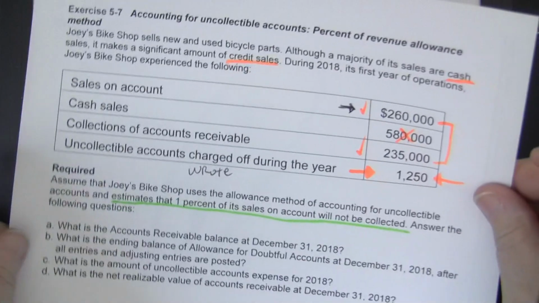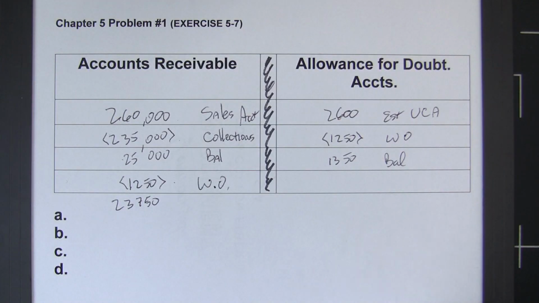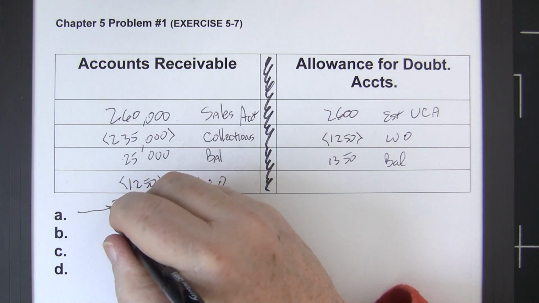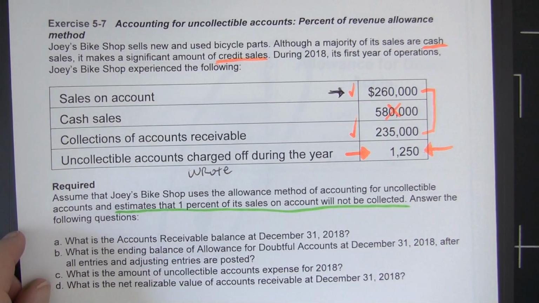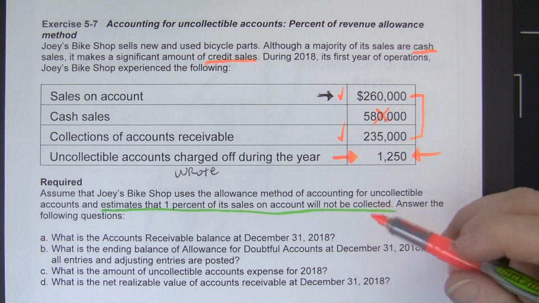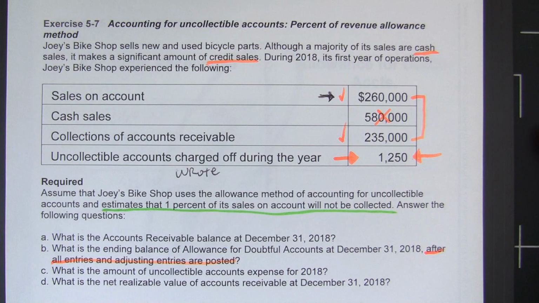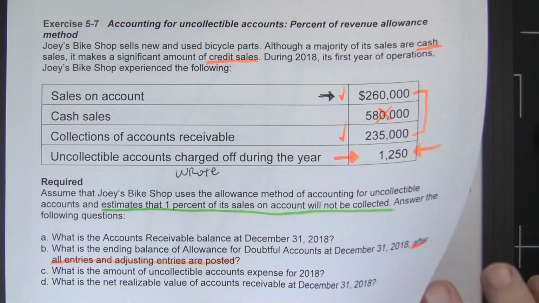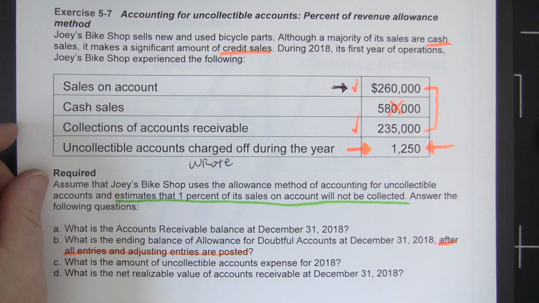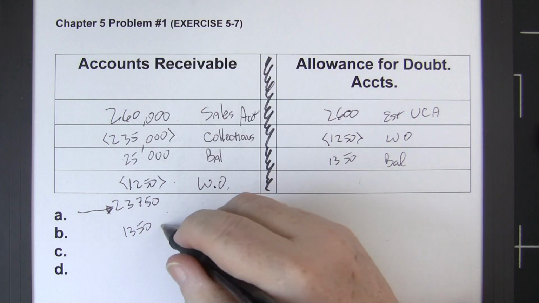Okay, so question A says, what is the accounts receivable balance at the end of 2013? Well, there it is, 23,750. I'm not going to write it again. It's already there. B says, what is the ending balance of doubtful accounts? And I got to draw your attention to some of these. After all entries and adjusting entries are posted. So that's after we put in the estimate, after we put in the charge off. That's the balance in the uncollectible accounts or doubtful accounts. So again, we just have to bring that number down. 1,350.